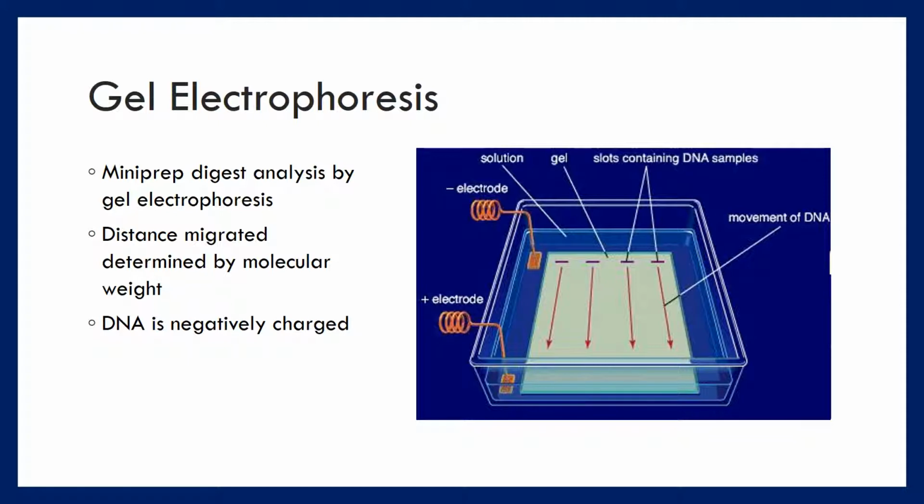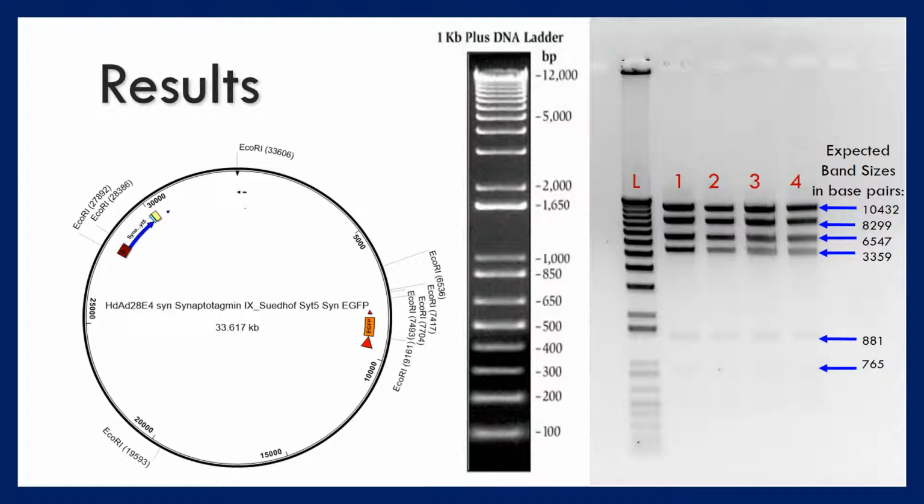After that, we're going to perform gel electrophoresis, in which the mini prep DNA is digested and run through the gel by the electrodes, negative and positive, which determines the molecular weight bands of the DNA. So the results are shown here. As you can see, this is the standard for comparison. Since the DNA is negatively charged, it moves from the negative end to the positive end, and determining how far it went is by molecular weight.